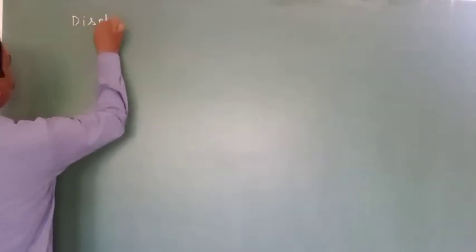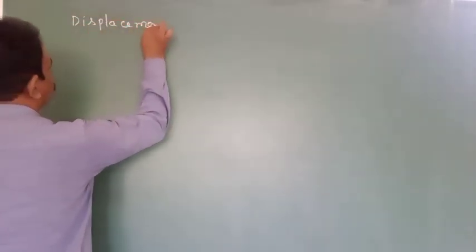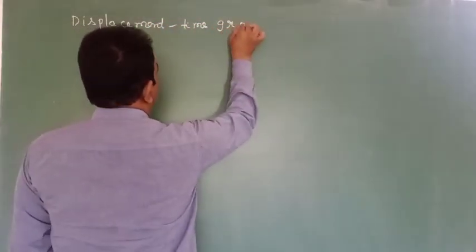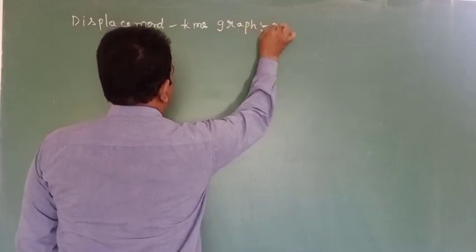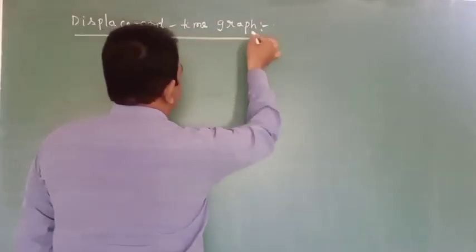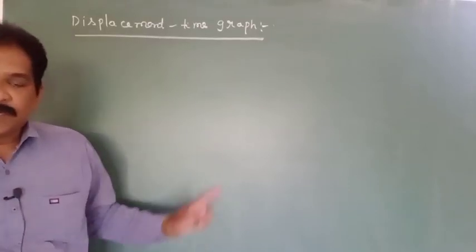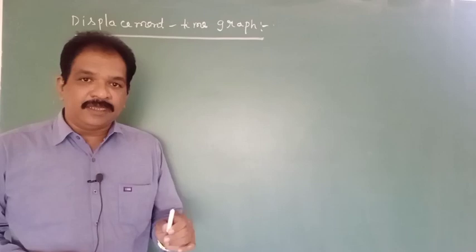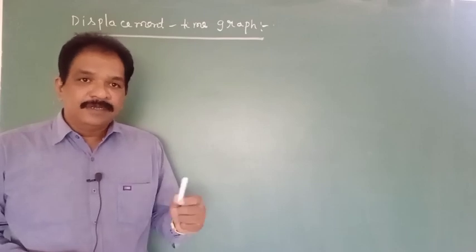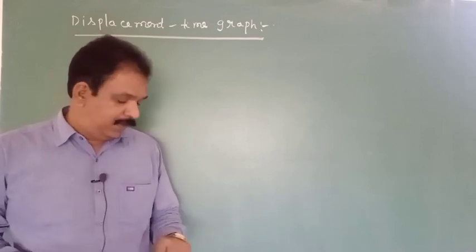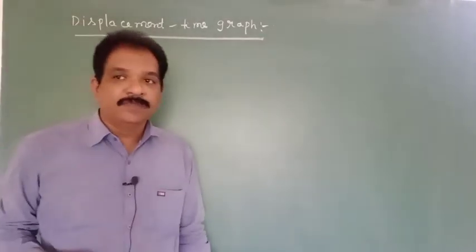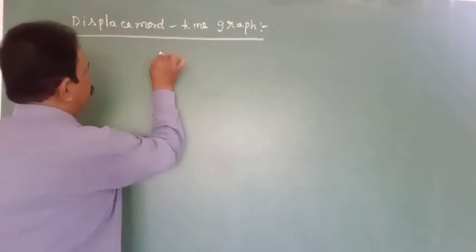First of all, displacement time graph. Okay, what you have to remember: the independent quantity will be taken on the x-axis, the dependent quantity will be taken on the y-axis, that you have to remember. Okay, so how will we define this one?